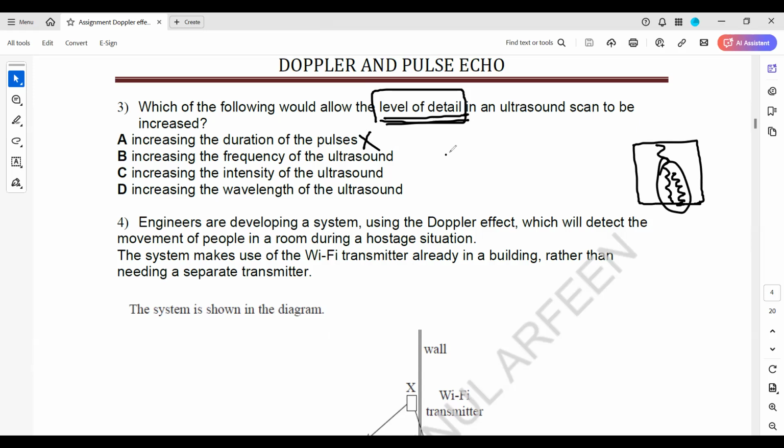Increasing the frequency: we have the formula v = fλ. If we increase the frequency, the wavelength will be shorter, and a shorter wavelength gives a more detailed image.